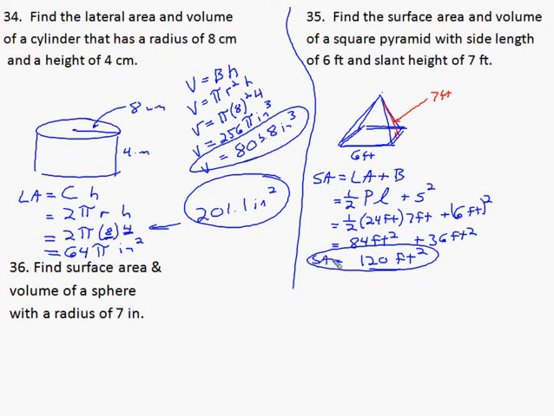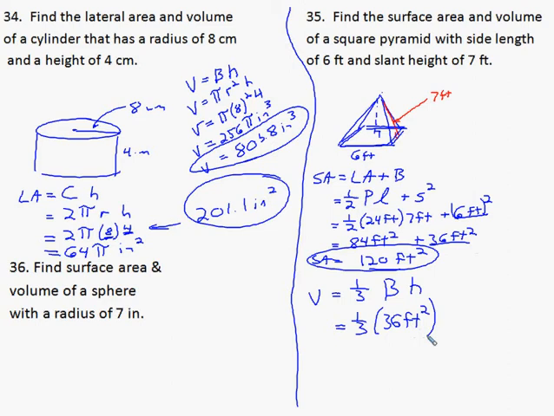We also want to find the volume here. Remember, volume of a pyramid is 1/3 the area of the base times the height, not the slant height, but the height. So that's this length right here. And so we can start working our way through this. 1/3 the area of the base, we actually found that right here. It was 36, because that was the square, so it's 6 times 6. So that's 36 feet squared.